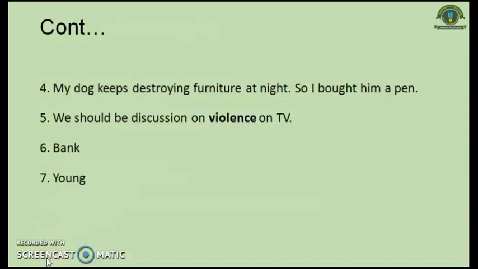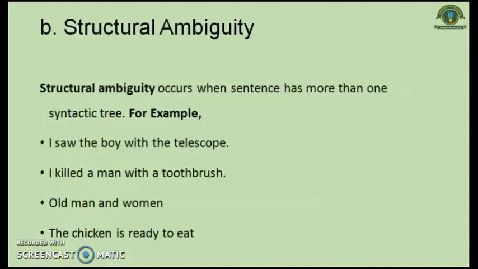Same is the case with another word, young. Young we can use for inexpert, or even for young of age. So if we do not appropriately use these words, it will create an ambiguity. Now we will discuss structural ambiguity. In structural ambiguity, we find that there are multiple syntactic trees available.